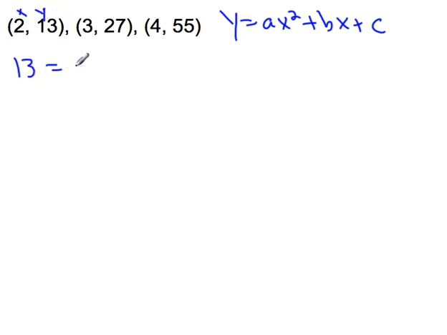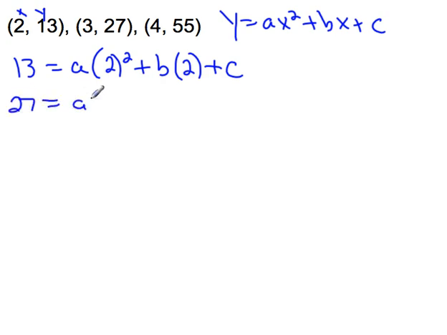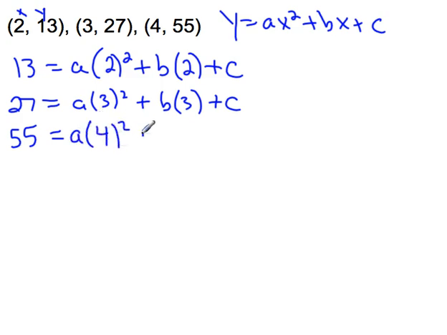13 equals a times 2 squared plus b times 2 plus c. Okay, so I just plugged y and x in, and I had 2 places where I had to plug the x in. Now we're going to go over to the next point, again still x and y, so it's going to be 27 equals a times 3 squared plus b times 3 plus c. And then the last point will be 55 equals a times 4 squared plus b times 4 plus c.